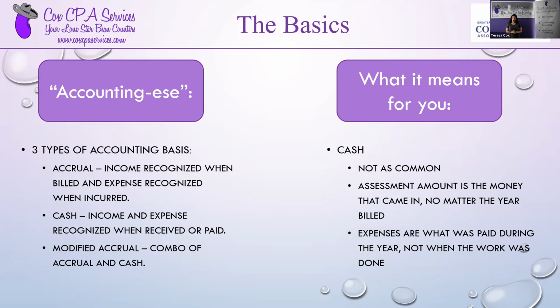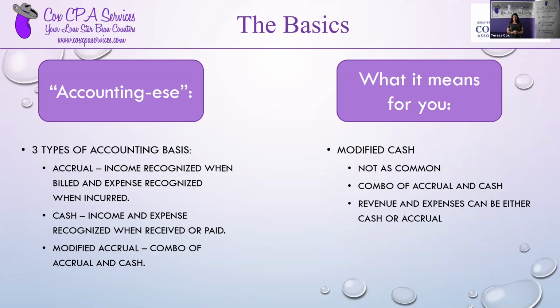Now, cash basis is not as common, and it's kind of the opposite. Your assessment line is going to be the amount of money that you got in for assessments that year, and your expenses are going to be when you paid them. So if your December landscaping bill came in January, then that's when it gets recorded. The third type is modified cash, which is not as common. It's basically a combo of the two: cash basis for all of the expenses, and typically people are keeping track of AR and prepaid assessments. I just wanted you to be aware of those terms. You might see them a lot but might not have known what they meant, so we wanted to give you a brief rundown.